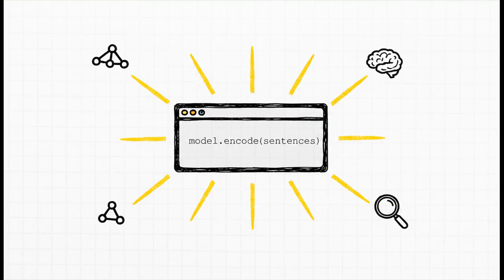And you know what the best part is? All of that incredible power is packed into one simple line of code. That's it, model.encode. You're basically just telling the model, hey, encode these sentences for me. And the Sprinter just goes. It's way more straightforward than you might think.